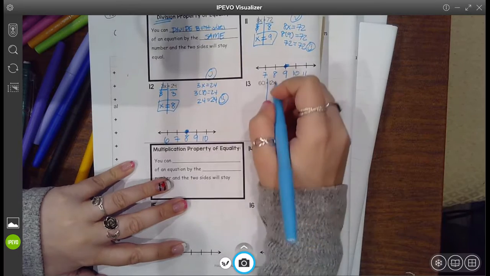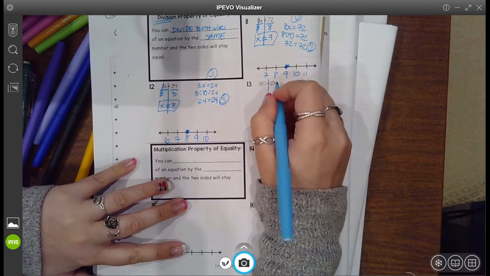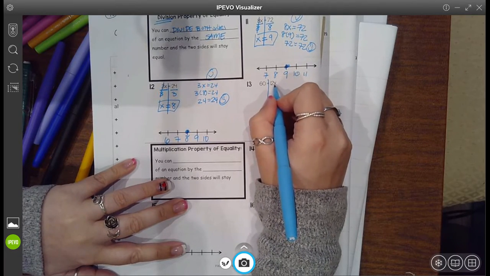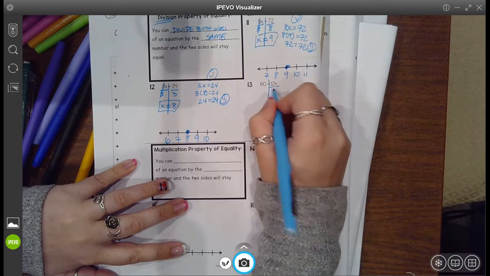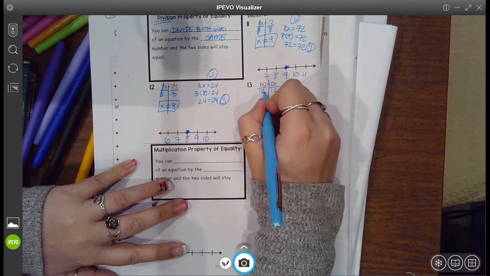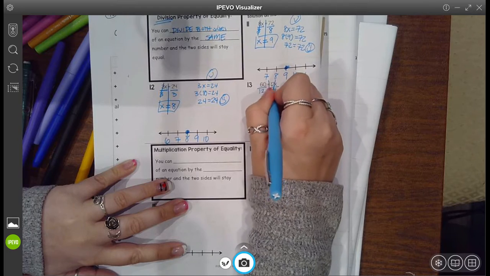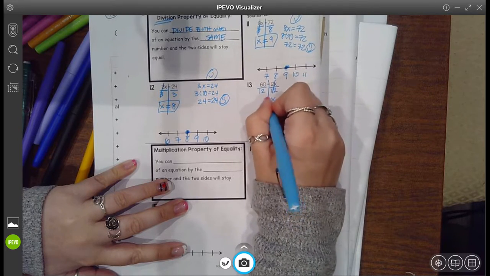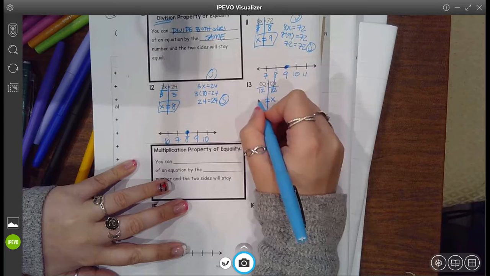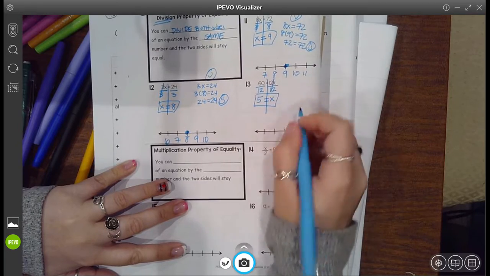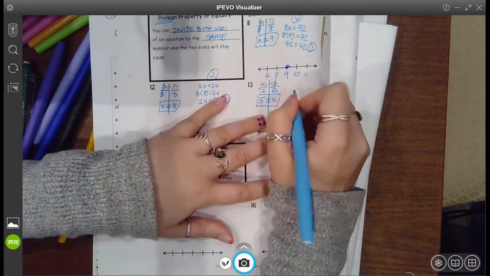Okay, now this time my x is on this side. So I have a 12 being multiplied by the x. The inverse of multiplying is to divide. Do the same thing to the other side. 12 divided by 12 is 1. So you have 1x, or just x. And 60 divided by 12 is 5. 5 is my answer, or so I think.